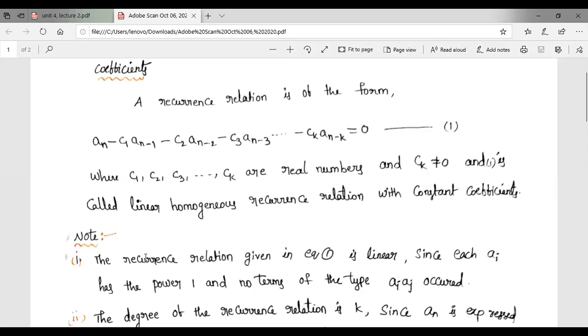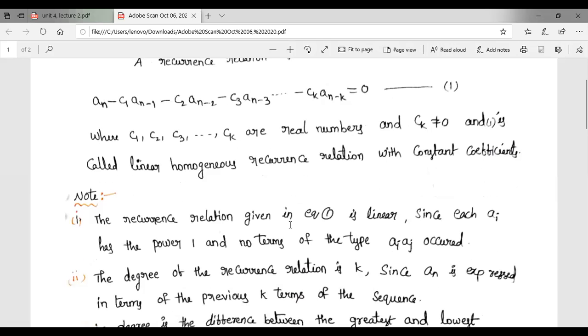So the note points for linear homogeneous equation: the recurrence relation given in equation 1 is linear since each a_i has the power 1 and no terms of the type a_i a_j occurred. Here the power of the a_n term is 1, the a_(n-1) term is 1, the a_(n-2) term is 1, the a_(n-3) term is 1. So the power of each a_i is 1 and no terms of the type a_i a_j occurred.